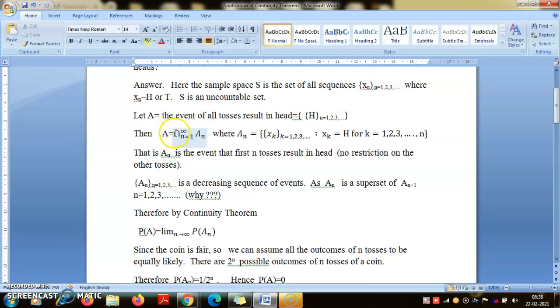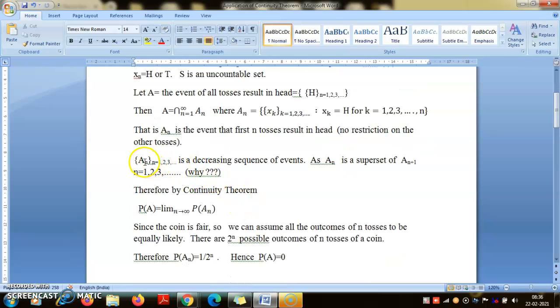Now this can be written as the intersection of An, where each An represents the event that the first n tosses result in head, and we are not giving any restriction on the remaining tosses starting from n plus 1 onwards. So I can write it formally as the collection of all the sequences where the first n positions are head, and I am not mentioning anything about the other positions.